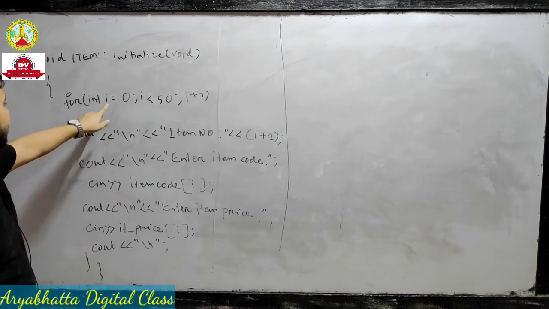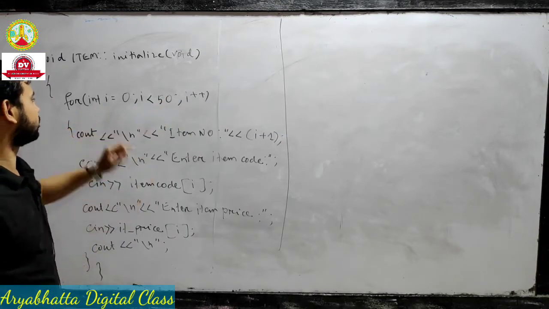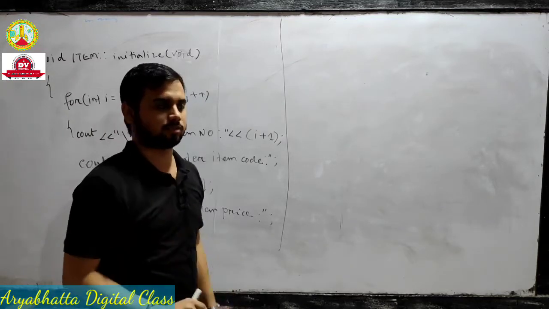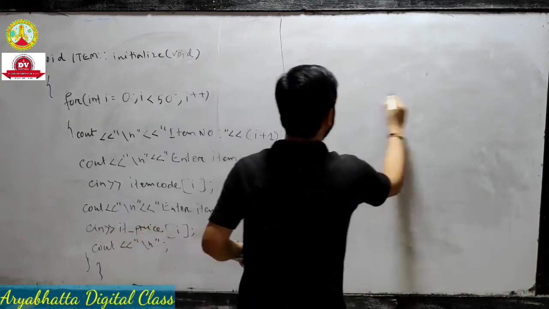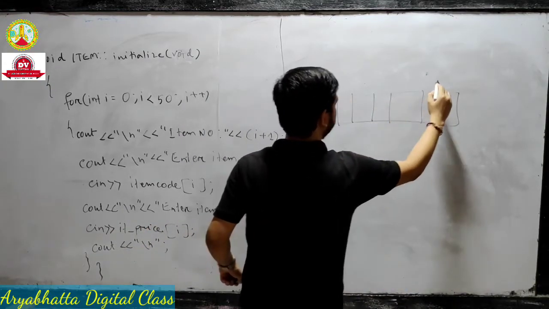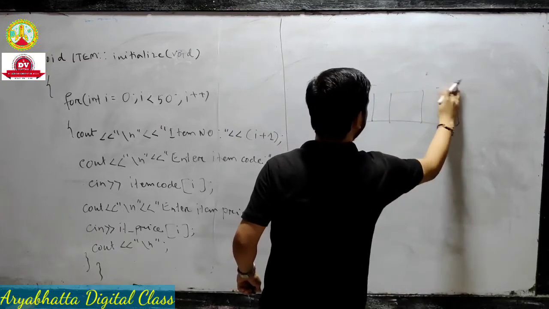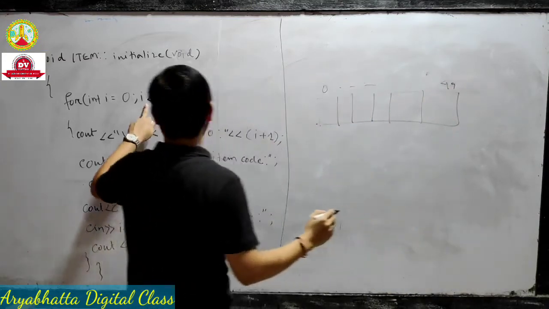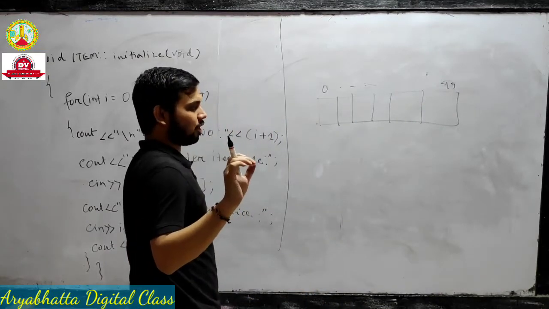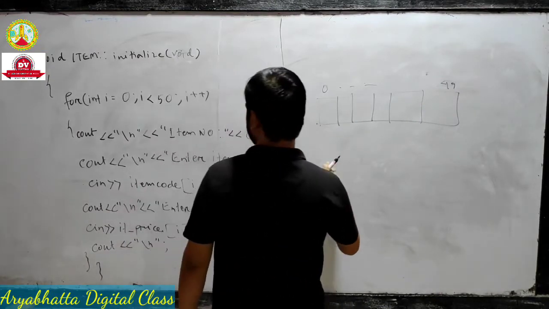Here you see int i equal 0, i less than 50, i plus plus. Why do we take 0 to 50? Because we have to input 50 prices. In the array concept, the index goes from 0 up to 49, because less than 50 means 0 to 49. That means we have to input how many? 50 prices. Okay, 50 prices.